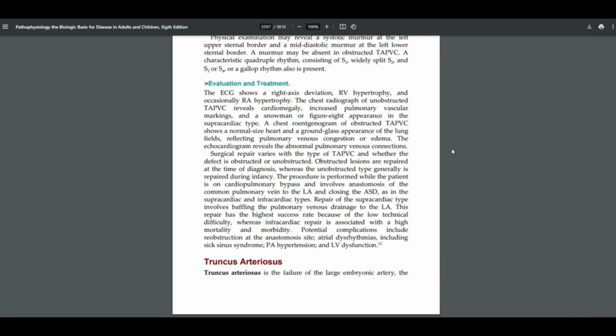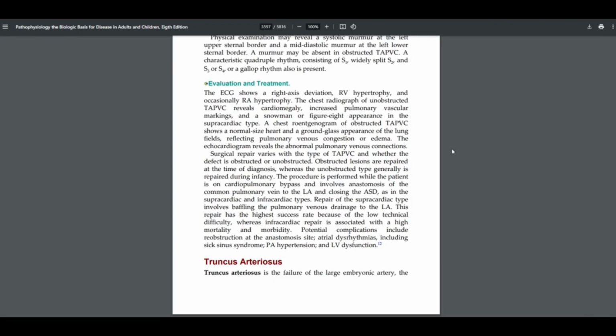Repair of the supracardiac type involves baffling the pulmonary venous drainage to the left atrium. This repair has the highest success rate because of the low technical difficulty, whereas infracardiac repair is associated with a high mortality and morbidity. Potential complications include reobstruction at the anastomosis site, atrial dysrhythmias, including sick sinus syndrome, pulmonary artery hypertension, and left ventricular dysfunction.